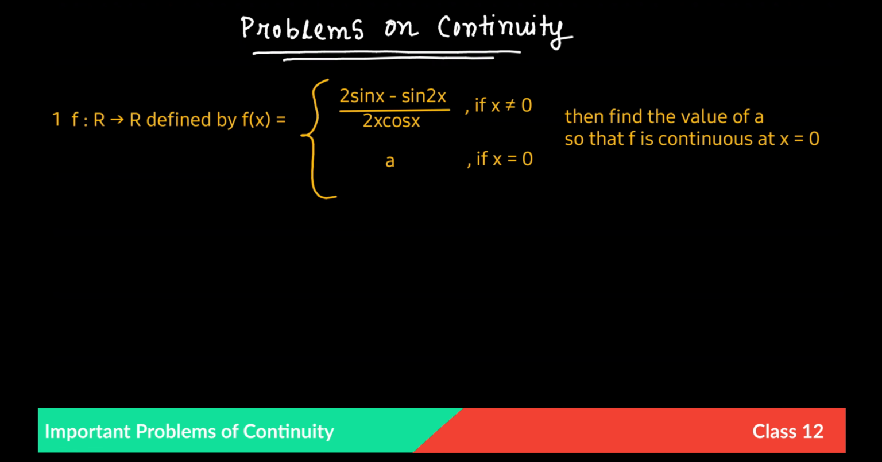The first question that is given: f is from R to R, defined by f(x) equals (2 sin x minus sin 2x) by 2x cos x if x is not equal to 0, and a if x is equal to 0. Then find the value of a so that f is continuous at x equals 0.